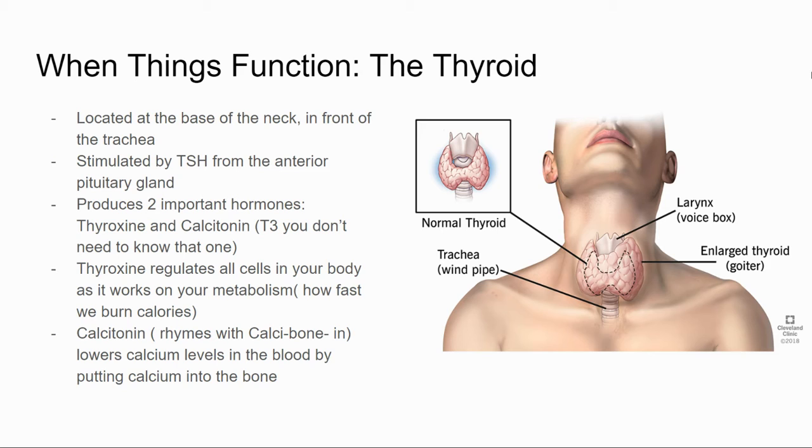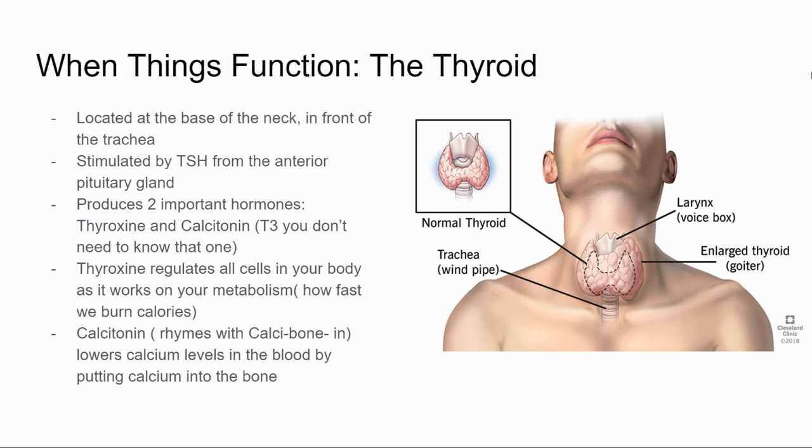So let's talk about when things function right, the thyroid. When things go good, the thyroid's a great gland. It's a great thing to have. It's located at the base of your neck in the front of your trachea, as you can see there, kind of a little bit of a butterfly shape, wrapping around where your larynx is, just in front of it. It is stimulated by a thyroid stimulating hormone that comes from your anterior pituitary.